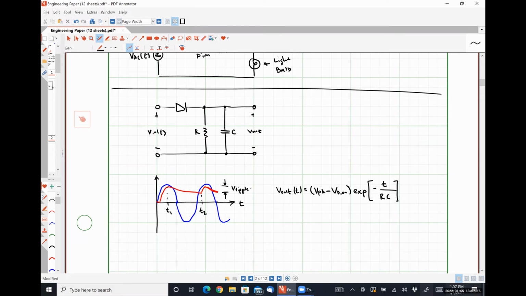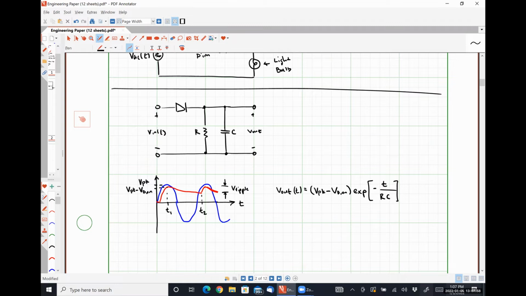is the magnitude of how much our output decays every cycle before it gets kicked back up when our diode turns on, right? So this guy here is once again V peak. This guy here is V peak minus Vd on. And the minimum value that our output voltage will ever be is exactly V peak minus Vd on minus V ripple, because that's as much as we let it decay ever, okay?